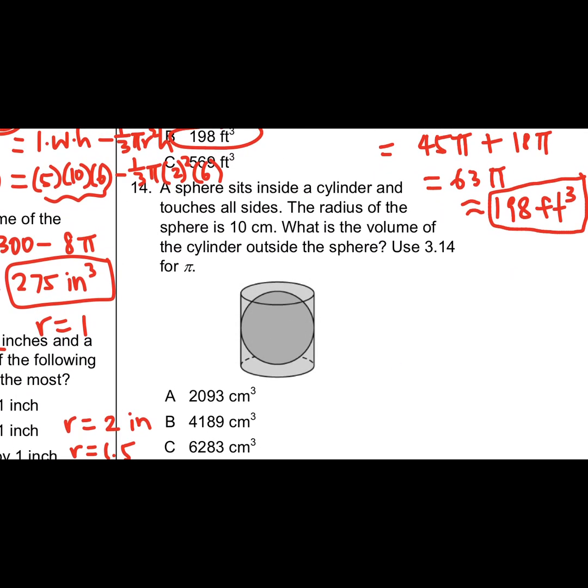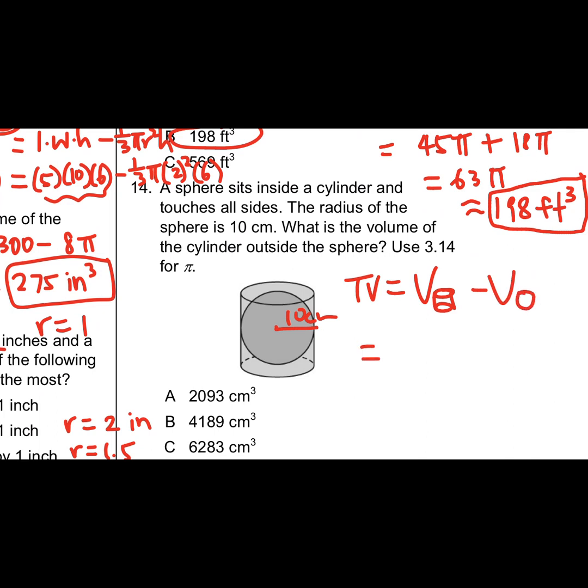Number 14, the last question I think on this review, is a sphere sits inside a cylinder and touches all sides. So this is the sphere. The radius of the sphere is 10 centimeters. What is the volume of the cylinder outside the sphere? So once again, the total volume is going to involve a subtraction problem. It is the volume of the total cylinder minus the volume of the sphere.